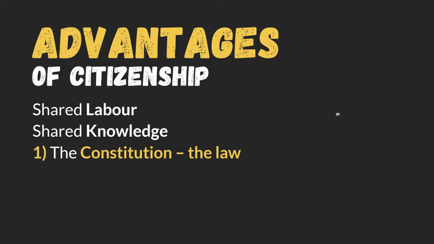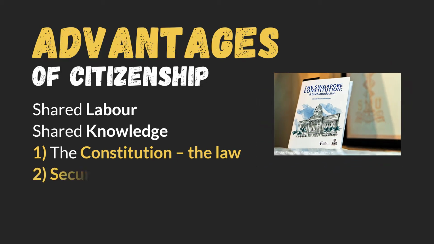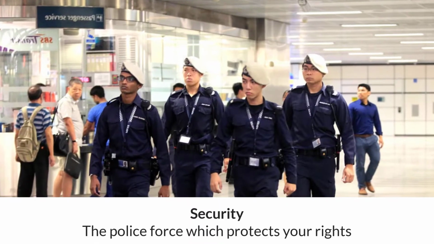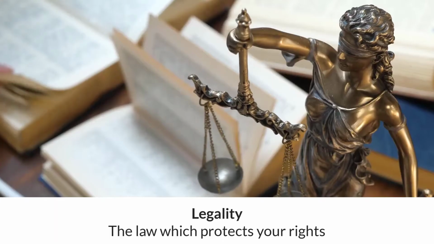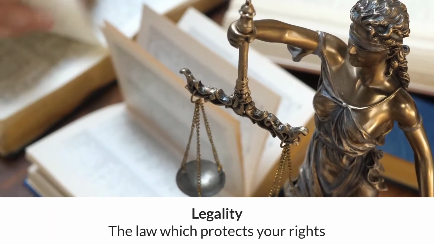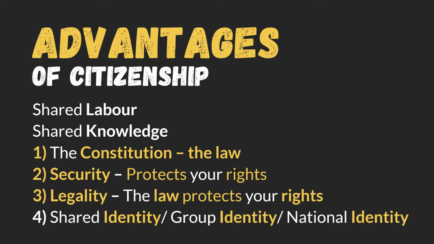Next, we have the Constitution, which is the law which protects you and your rights. Next, we have security, it protects your rights, and we have the legality, the law which protects your right in turn. So these are the three aspects: you have the Constitution, security, and legality. Next, we have a shared identity, group identity, national identity. It gives you an identity which is shared among your members of the nation.